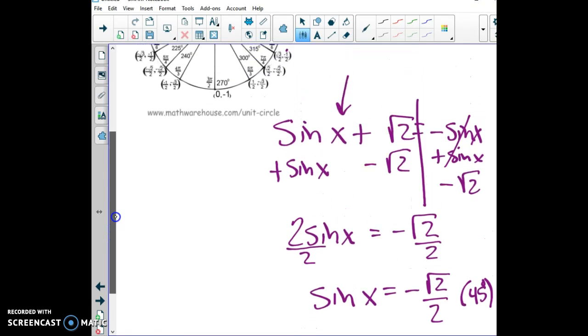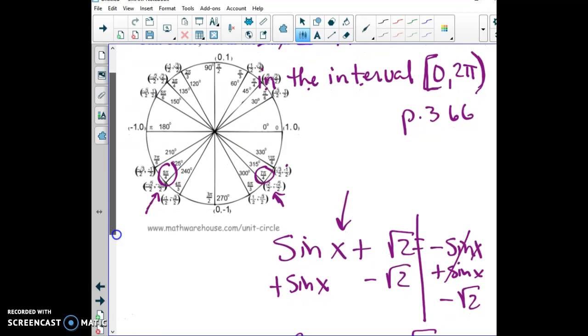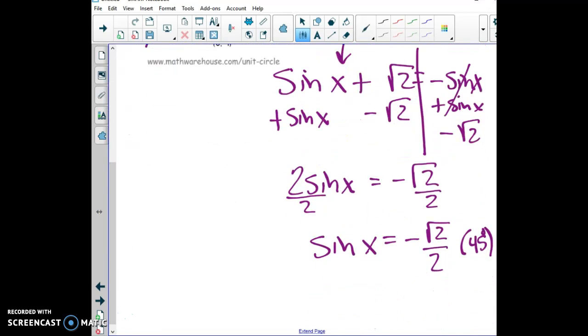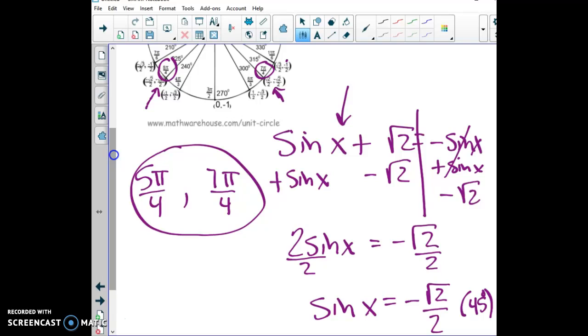So let's look at our unit circle. The sine is negative in the third and fourth. So we can see here at 5 pi over 4, and here we have negative square root of 2 over 2 at 7 pi over 4. So because we are within this interval, we have 5 pi over 4 and 7 pi over 4. And those are the only two answers this time. We're not looking for all angles. We're looking for the 2 within the interval. This is example 2. Go ahead and try problem number 37 and come back and check your work.